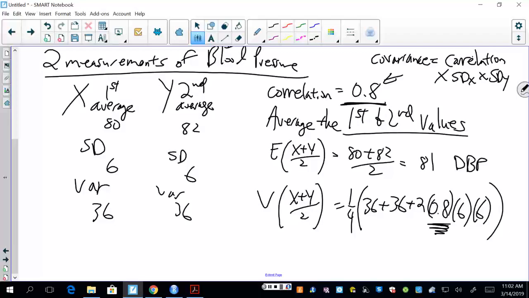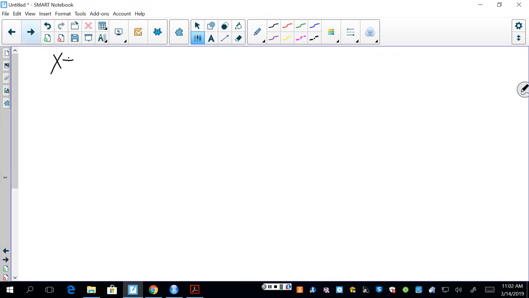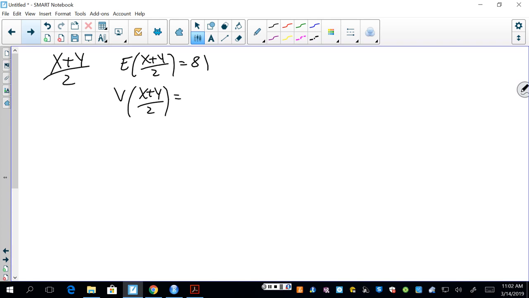The variance of this average ends up being 32.4. I've kind of run out of space, but we're taking the average of the two blood pressure measurements. The expected value of x plus y over 2 is 81. The variance of this average using those formulas is 32.4. The standard deviation is the square root of that. The square root of 32.4 is about 5.7.